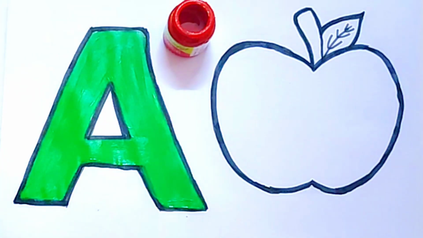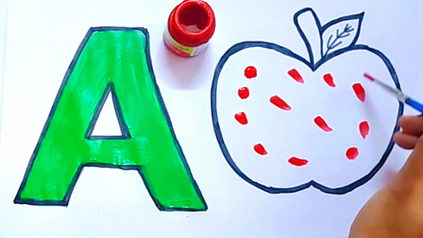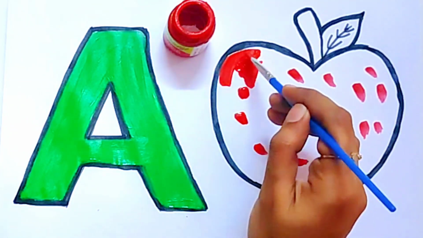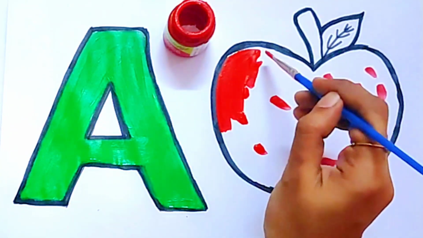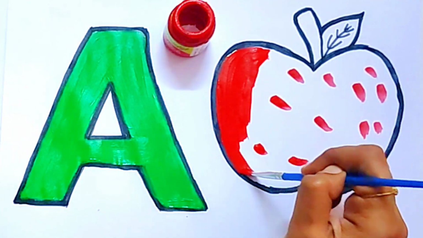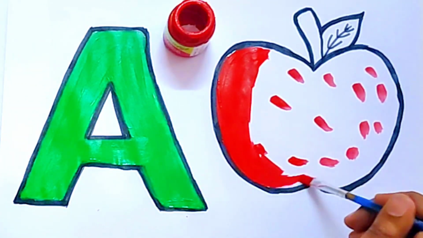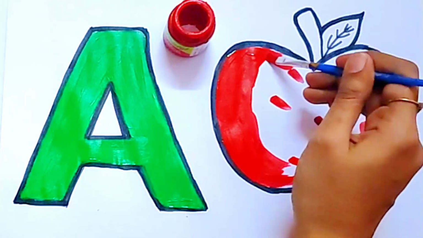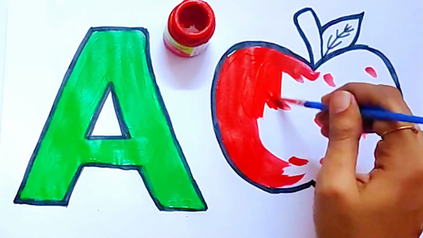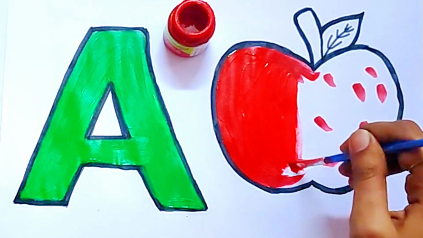This is red color. What color is this? Red color. Let's color the apple with red color. Apple is red in color. Do you all like to eat apple? Apple is very good for our health.